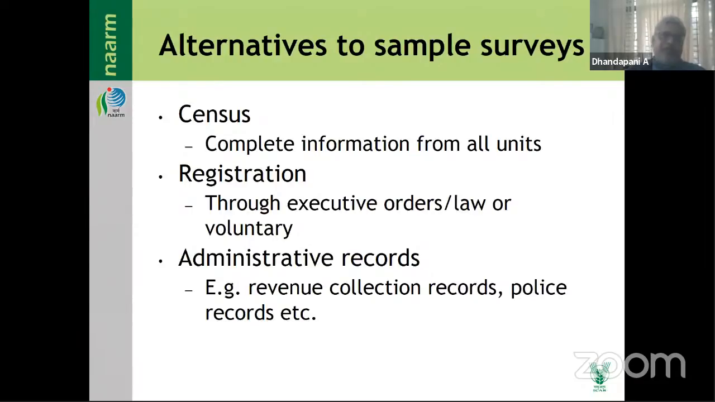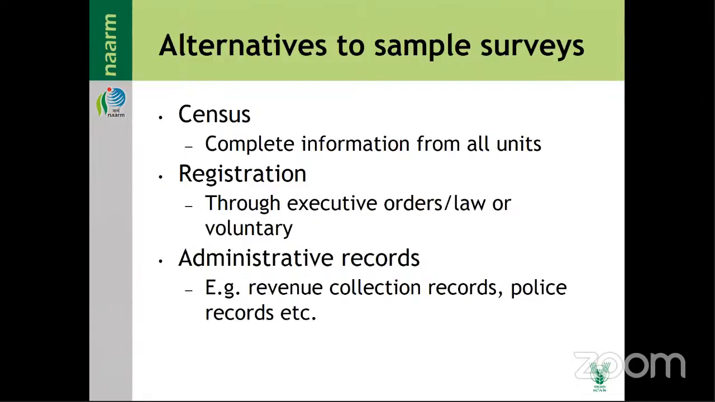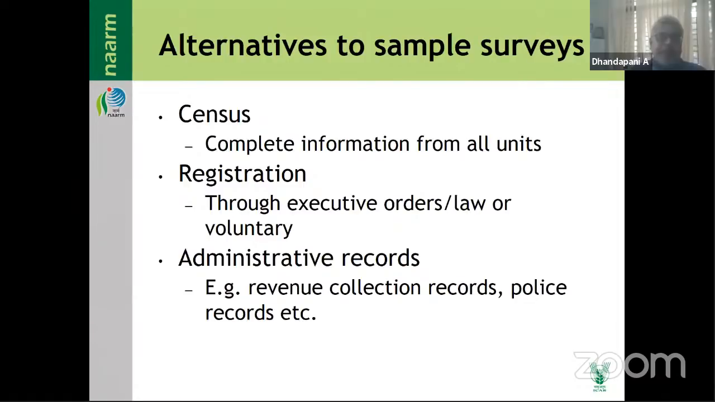Now, what are the other ways one can go? Because as I told you, there will always be the risk that your sample may not be able to explain, or we may not be able to get a good estimate for the entire population, because that risk will always be there. So what are the alternatives?